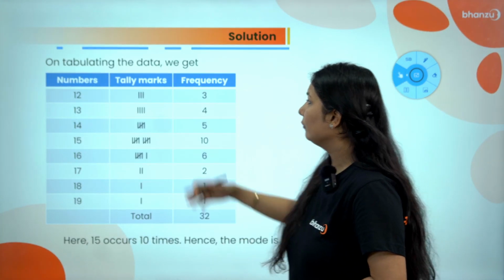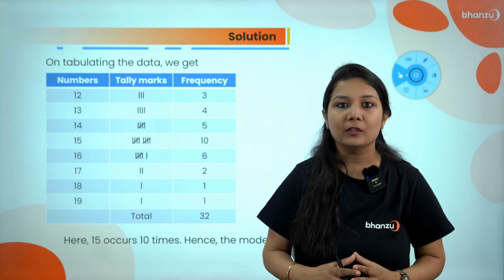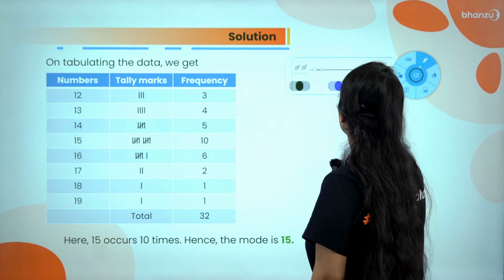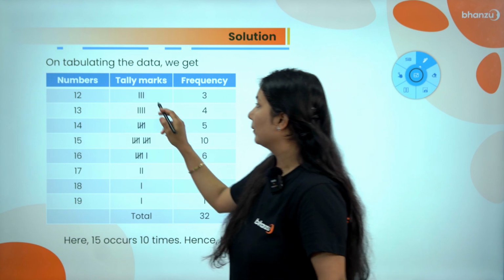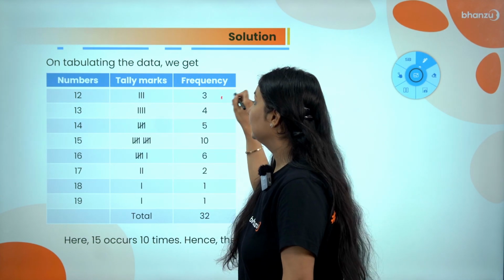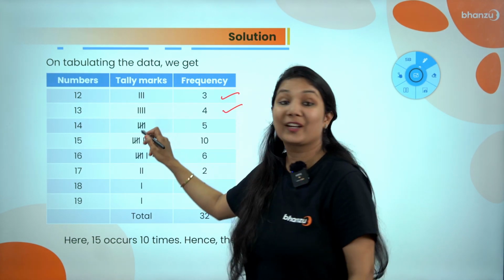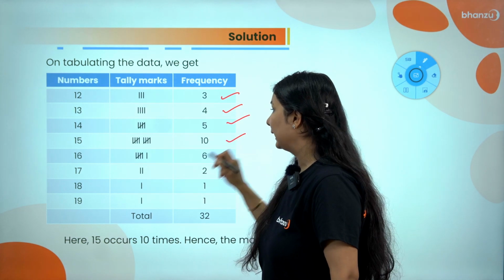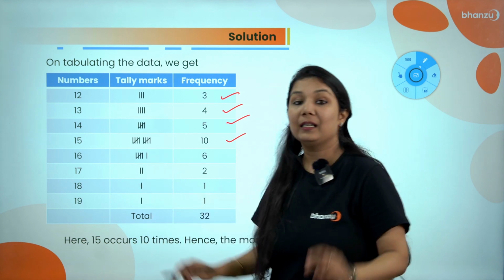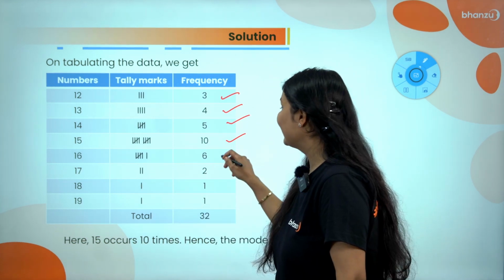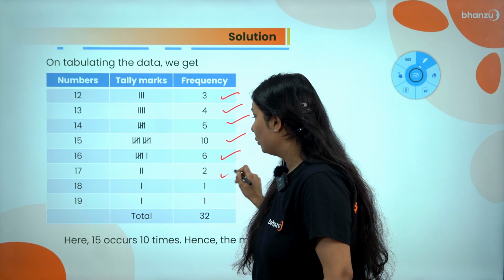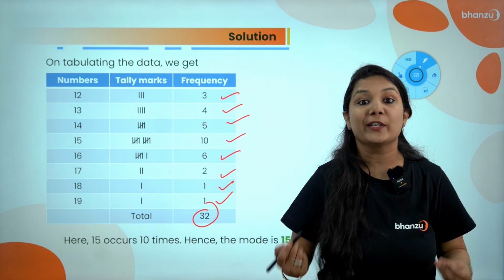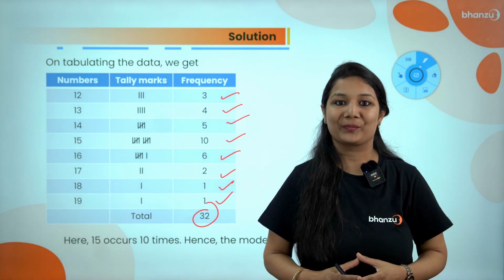So here we have the tally marks for every observation. Now checking out the tally marks, we can put the frequency in front of them. So 3 lines, the frequency is 3, 4, 4, a group of 5, so it's 5, 2 groups of 5, 10, 1 group and a single line, that represents the number 6, 2, 1 and 1. So total of 32 observations were there in the data, right?